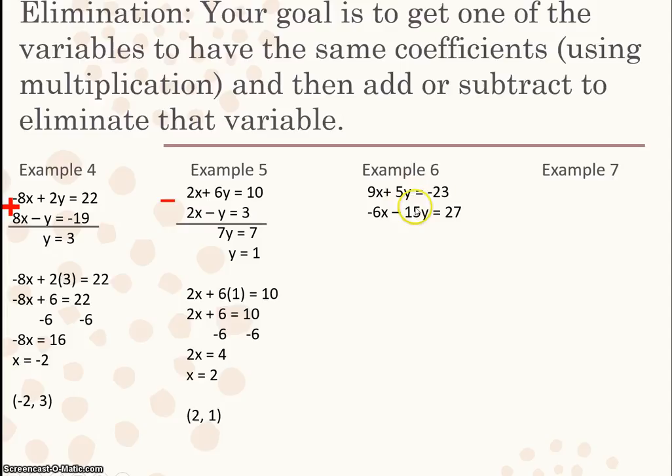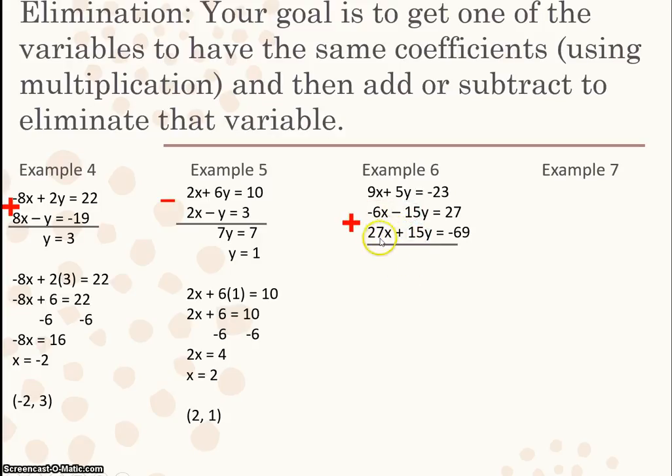In our next example, we don't have any matching coefficients and variables. So we have to decide, what can we multiply by to get something to match? Well, if I take this top equation and multiply it by 3, I can get the y values to match. So I took the 9x and multiplied by 3 and got 27x. I took the 5y, multiplied by 3, and got 15y. Negative 23 multiplied by 3 and got negative 69. So now these match. My signs are different. I get a negative and a positive 15, so I want to add them.